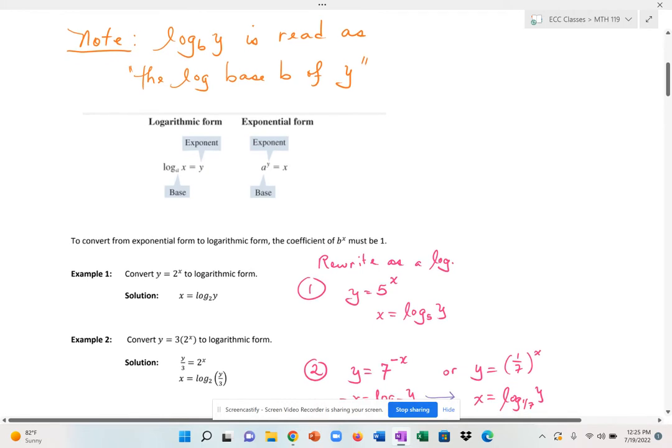To convert from exponential form to logarithmic form, the coefficient of b to the x must be 1. If you have a number in front of your exponential expression, you need to get rid of that first. Here I have y equals 2 to the x. My base is 2, and I want to write it in logarithmic form.